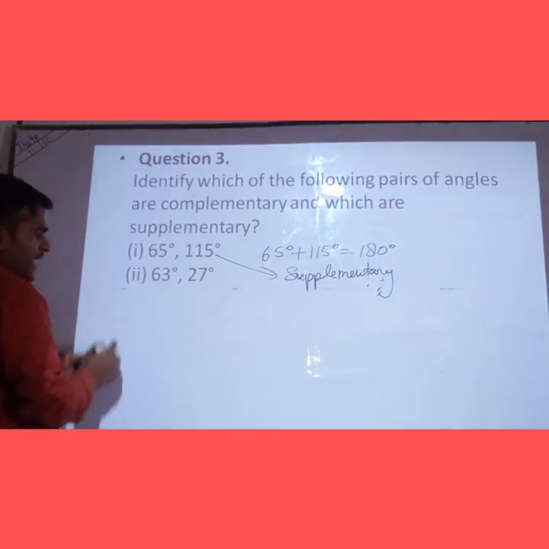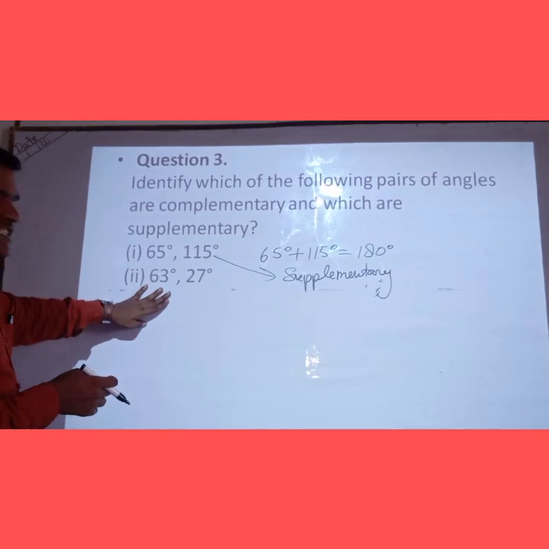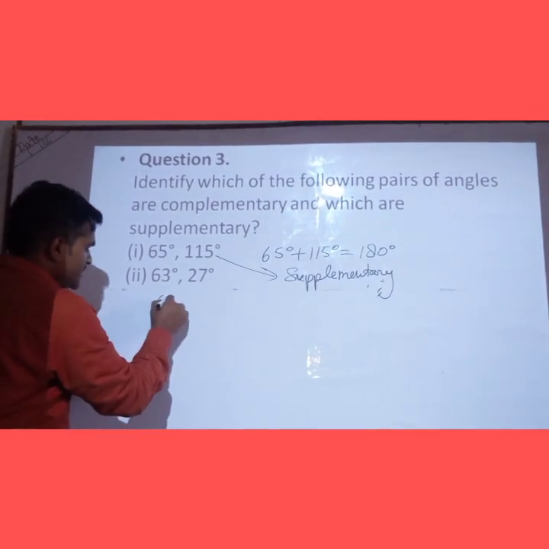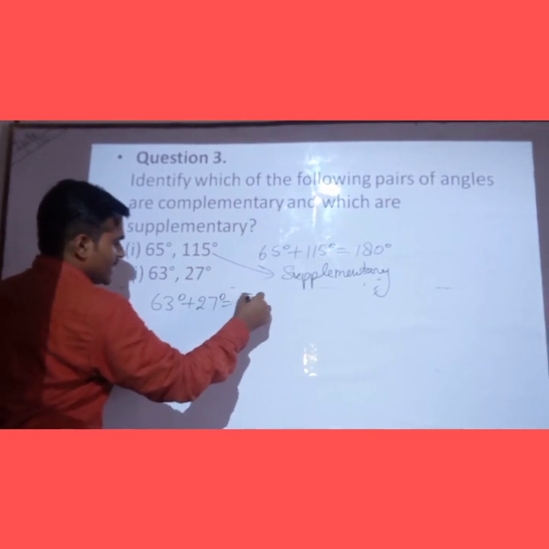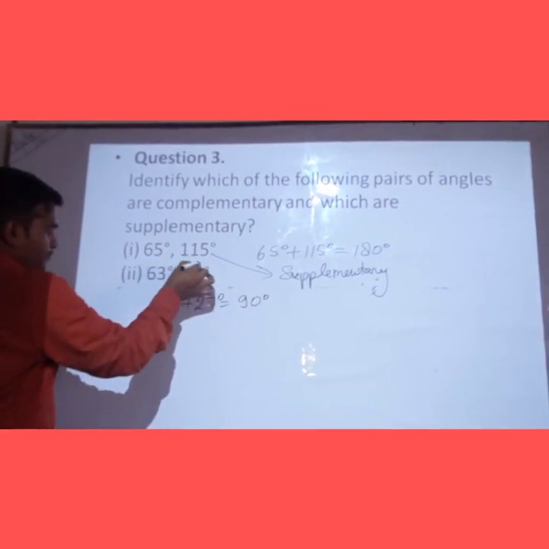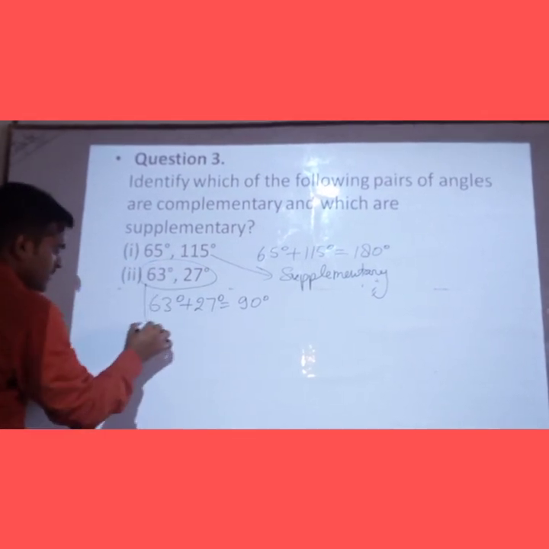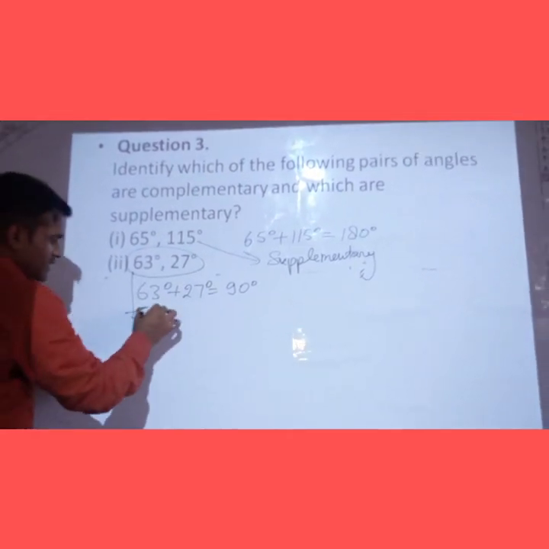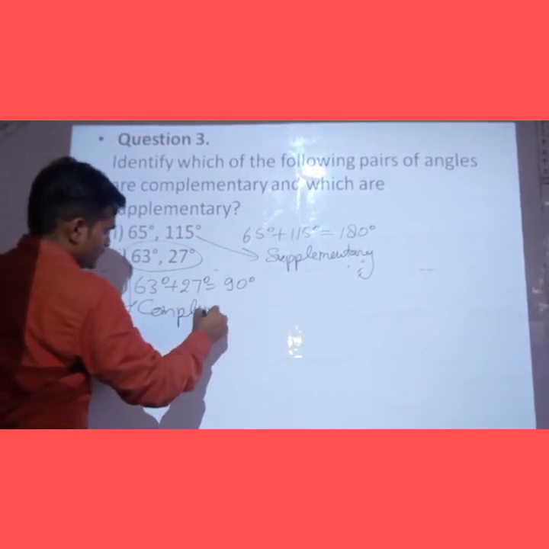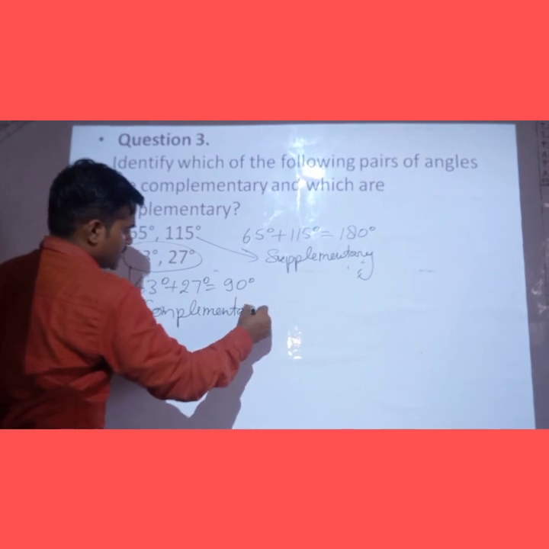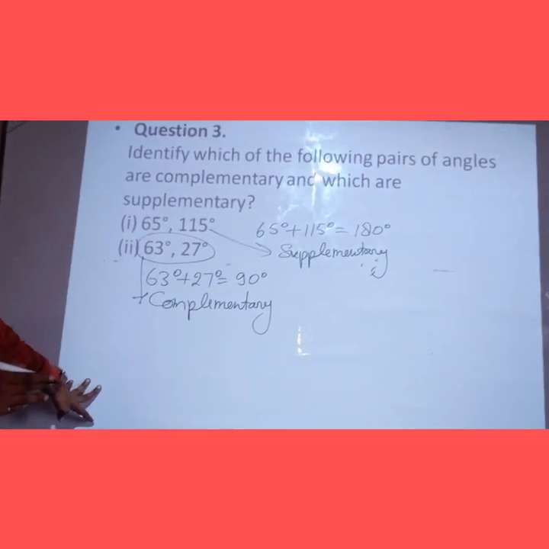Second, 63 degrees and 27 degrees are given. So we will add them and check whether the sum of the given pair of angles is 90 degrees or 180 degrees. When we add 63 degrees and 27 degrees, we get 90 degrees. It means the pair of angles 63 degrees and 27 degrees is supplementary or complementary? That is complementary. Like that, you can do the third, fourth and fifth.